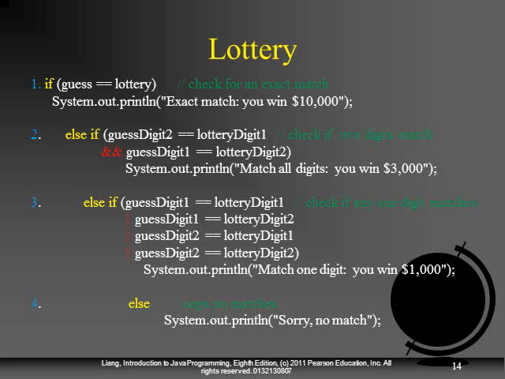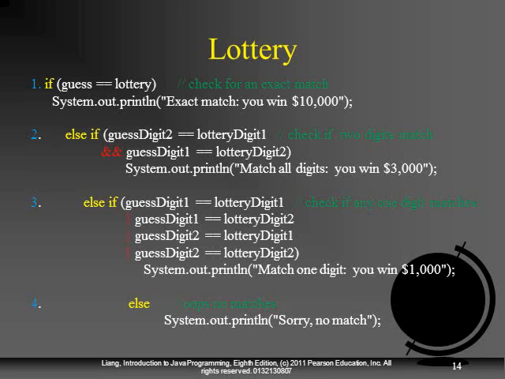So we test number 1, and we look up there: are the numbers exactly equal? Since all of the rest of the tests are conditioned with else, if they are, we would say that the user wins $10,000. Now, if that's not true, if it's false, then we would go to step 2, the else if. Because remember, the else is the false side of the if above it. And now we're looking to see, all right, are the digits matched somehow.